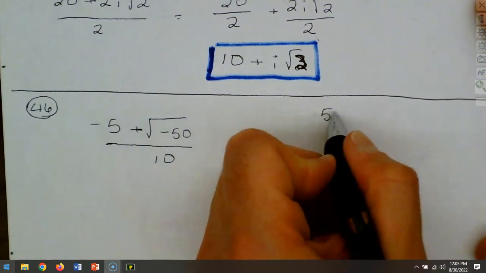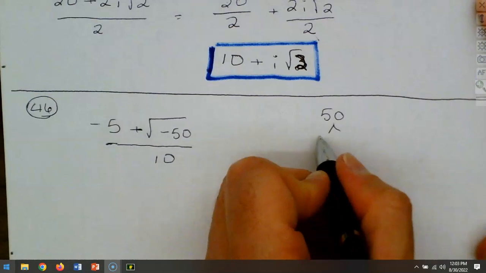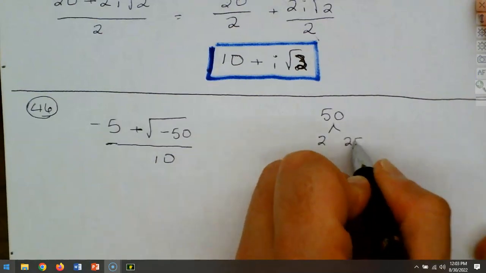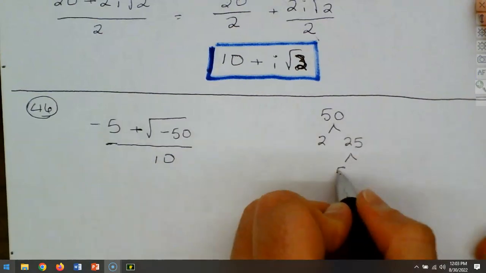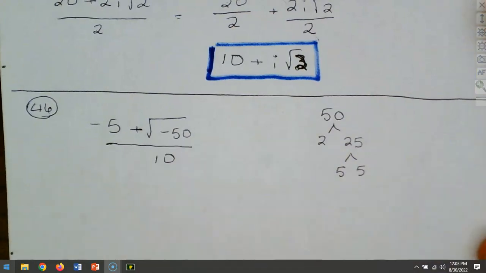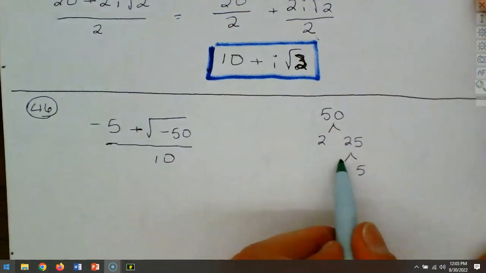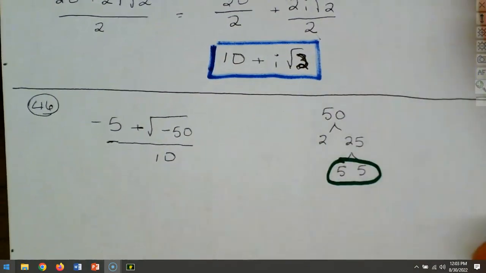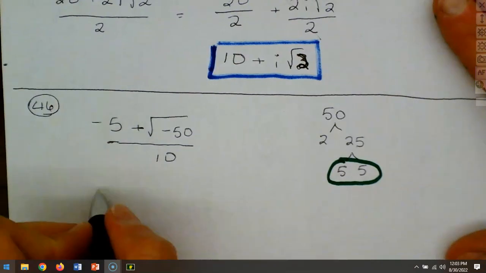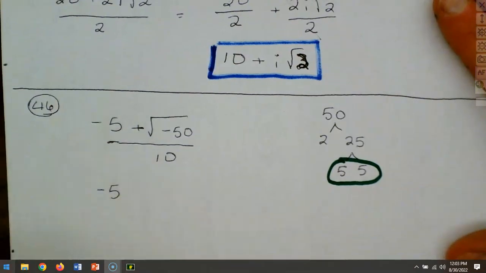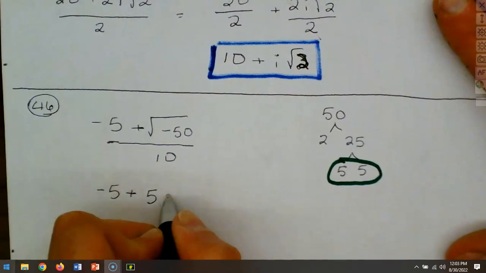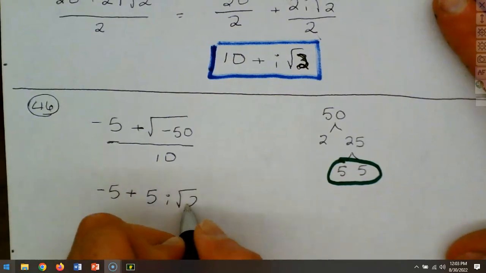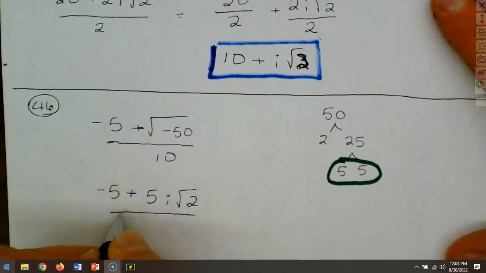Break up the 50. 2 and 25. 5 and 5. So the 5's come out. And let's rewrite it. So now we have a minus 5 plus 5. I comes out with it. Square root of 2 is left over. And that is all over now 10.